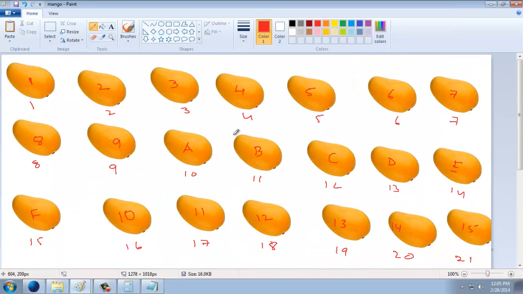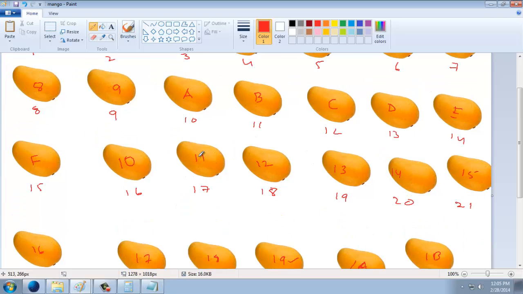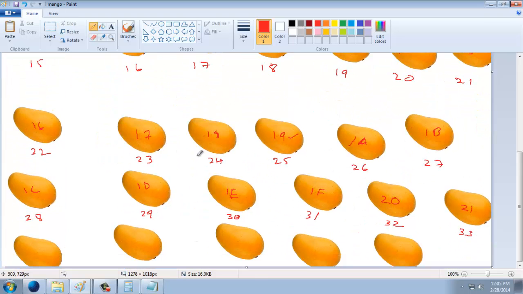So to identify hexadecimals, the scientists and the engineers use 0x before the number. If you see 0x before a number, this identifies it as a hexadecimal number. So if there is a 0x before 2001, you need to understand this is not a decimal number, this is a hexadecimal number. Okay, this concept is clear, right?